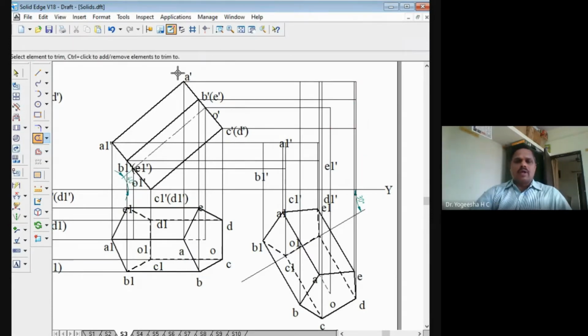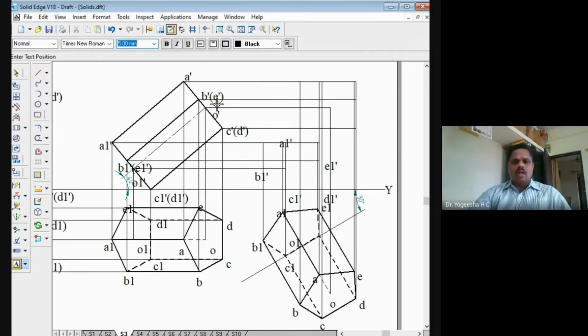Now we'll identify the different points here of the top surface. Projector line drawn from A and A dash. Here is the point A dash. Projector line drawn from B and B dash. So this is the point B dash. Projector line drawn from C and C dash. Here is the point C dash. Projector line drawn from D and D dash. So this is the point D dash. Then E and E dash.